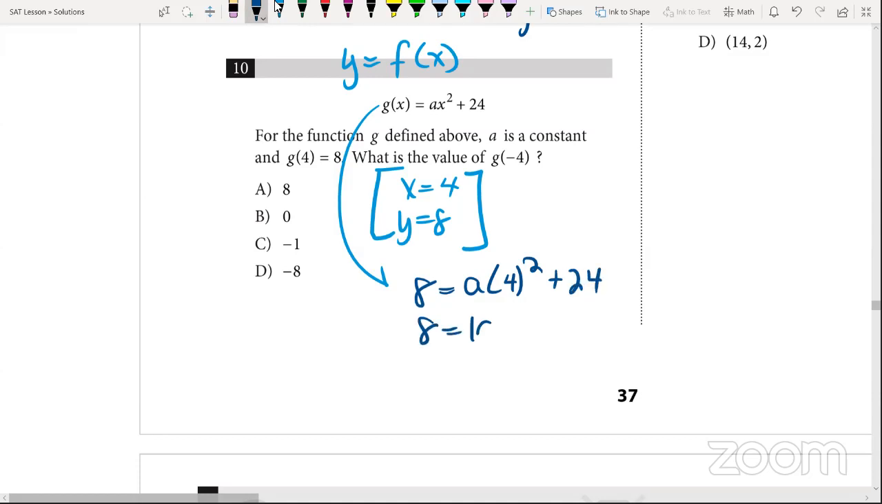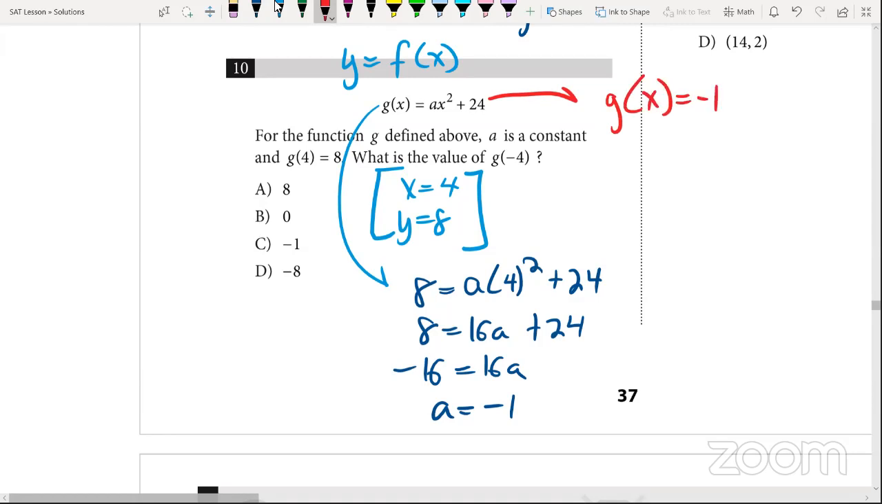So 8 equals 16a plus 24. Take away 24 from both sides. Negative 16 equals 16a. Divide by 16 on both sides. And a equals negative 1. So now that we know that a is negative 1, let's plug it back into the original. G of x equals negative 1 x squared plus 24.